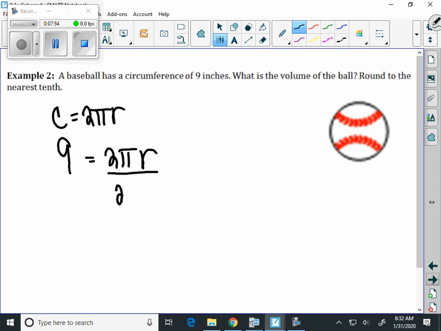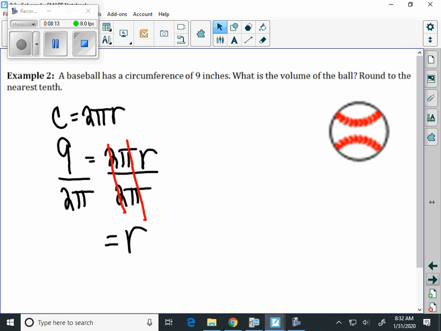So we're going to divide both sides by 2 pi. Notice that our directions say round to the nearest tenth. But we're going to type that in. 2 divided by 2 is 1. Pi divided by pi is 1. It's going to leave our radius over here to the right.